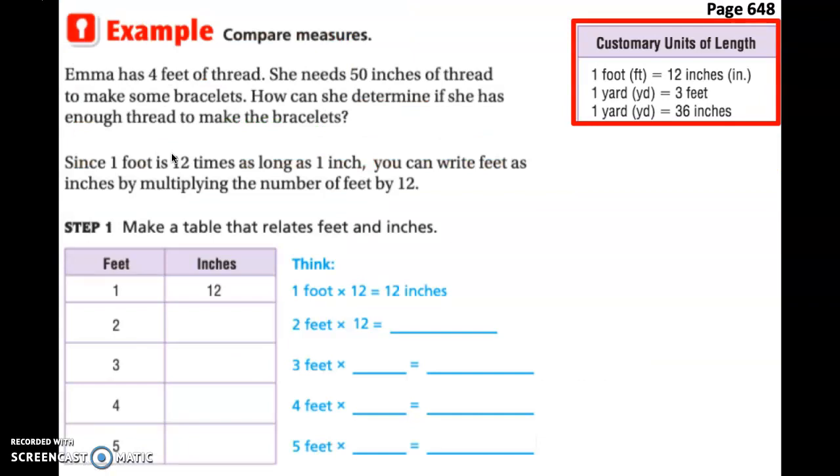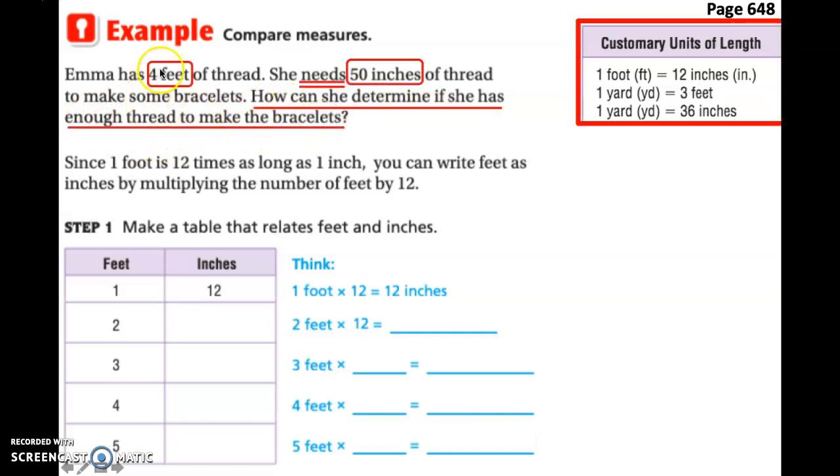Let's take a look at an example. This is on page 648. And I'm going to continue using my customary units of length reference box. Emma has 4 feet of thread. She needs 50 inches of thread to make some bracelets. How can she determine if she has enough thread to make the bracelets? So we know she has 4 feet, but she needs 50 inches. How can she determine if she has enough thread to make bracelets?